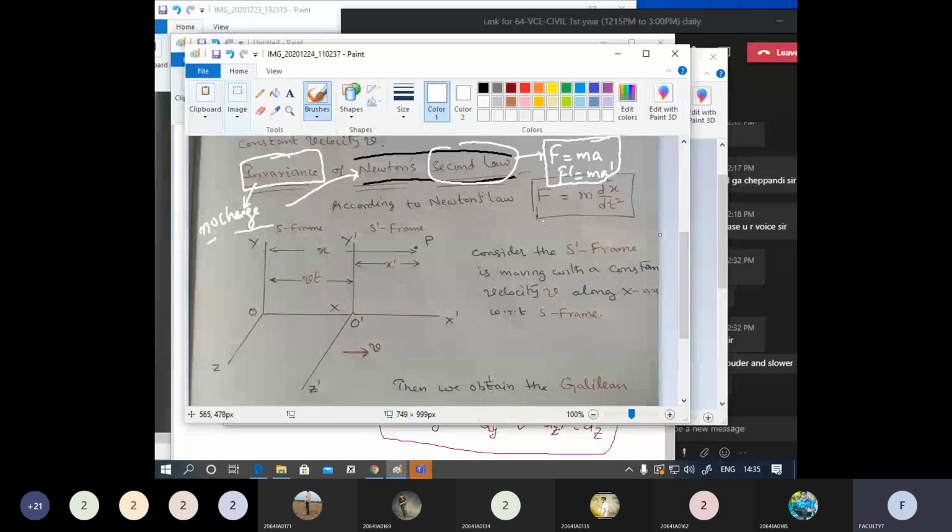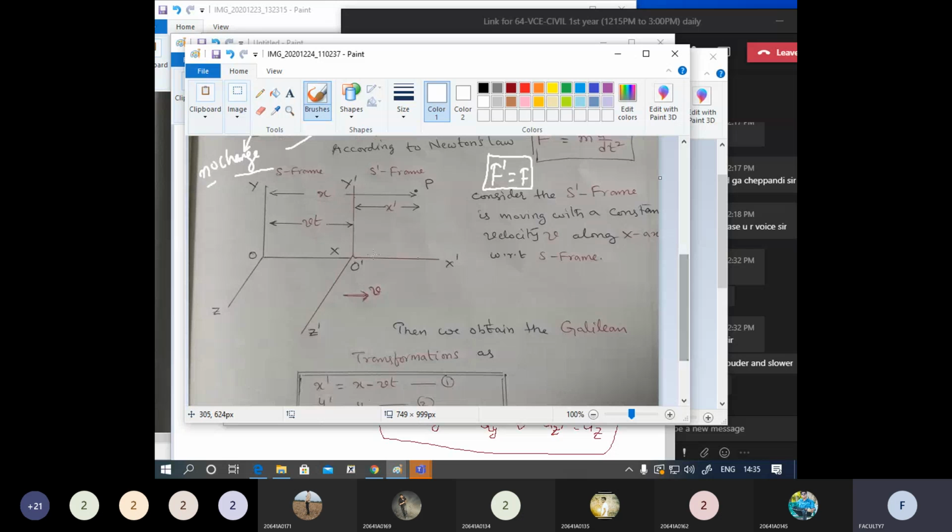Simply speaking, we need to show that F prime, the force in the second frame, will be equal to the force in the first frame. Then what is the conclusion we are going to get? There is no change in the force, or no change in the second law. That we are going to conclude here. For that, consider this diagram.